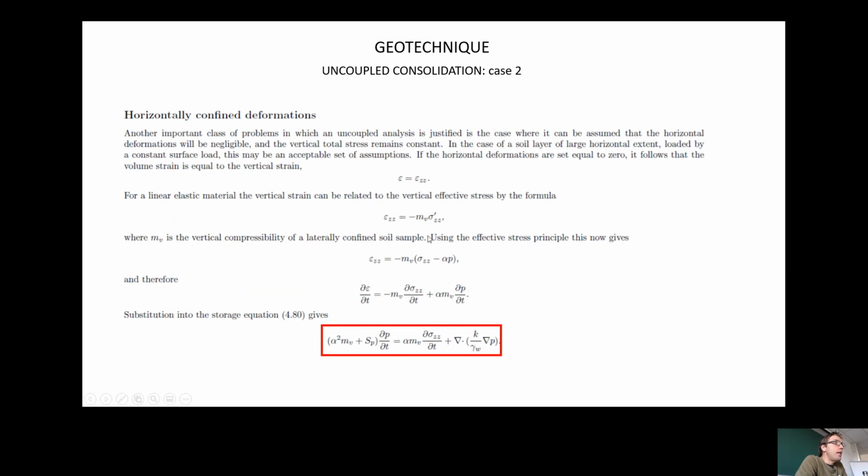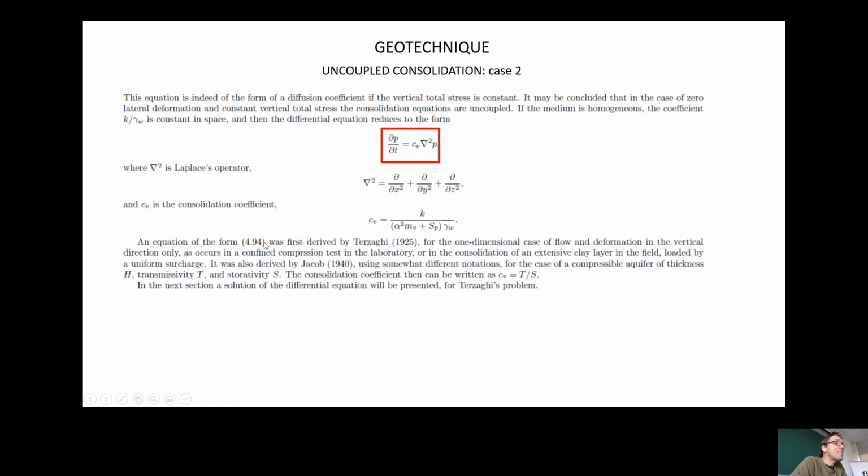Remember that we talked previously about mv as the vertical compressibility, which is not to be confused with cv, that is a little bit close, but it depends on several things. First, it depends on k, it depends on alpha, mb, and sp.